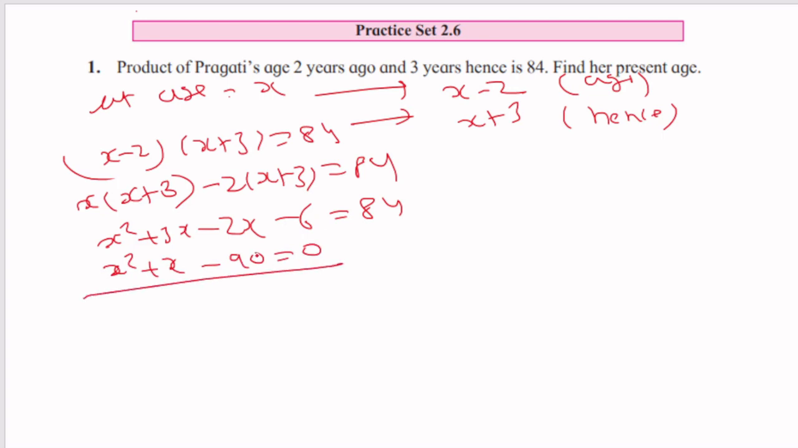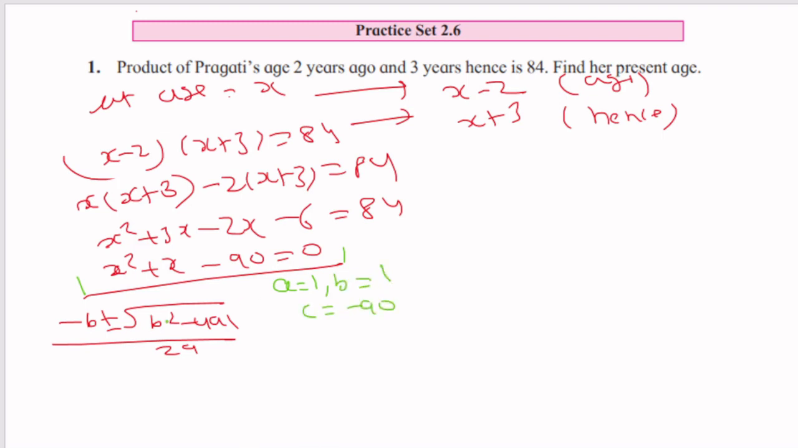Now you have to find the factors of the left hand side equation. You can use the formula minus b plus minus square root of b square minus 4ac divided by 2a, or simply you can use any other method like completing the square or factorization, whichever suits you. To use the formula we need the values of a, b and c. Here a is equal to 1, b is also 1, and c is equal to minus 90.